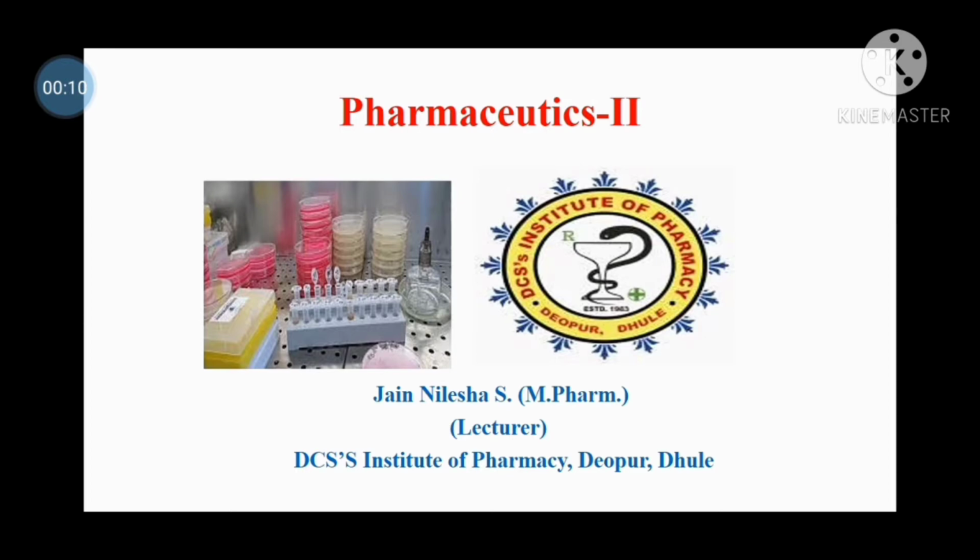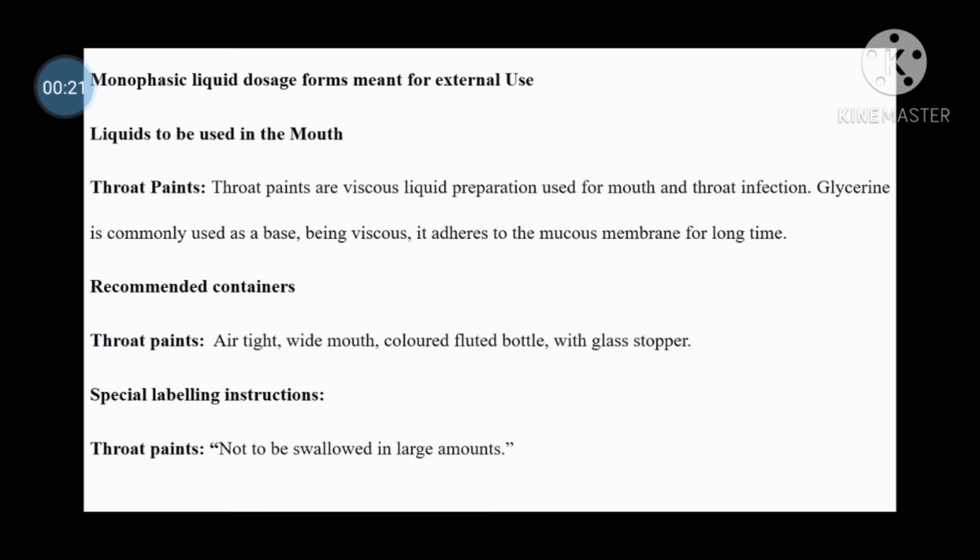Today we are going to conduct the practicals from the subject Pharmaceutics Second of the course Diploma in Pharmacy Second Year. So let's start with the introduction. Monophasic liquid dosage forms meant for external use include liquids to be used in the mouth cavity, in that throat paint. Throat paints are viscous liquid preparations used for mouth and throat infection. Glycerin is commonly used as a base because, being viscous in nature, it adheres to the mucous membrane for a long period of time.